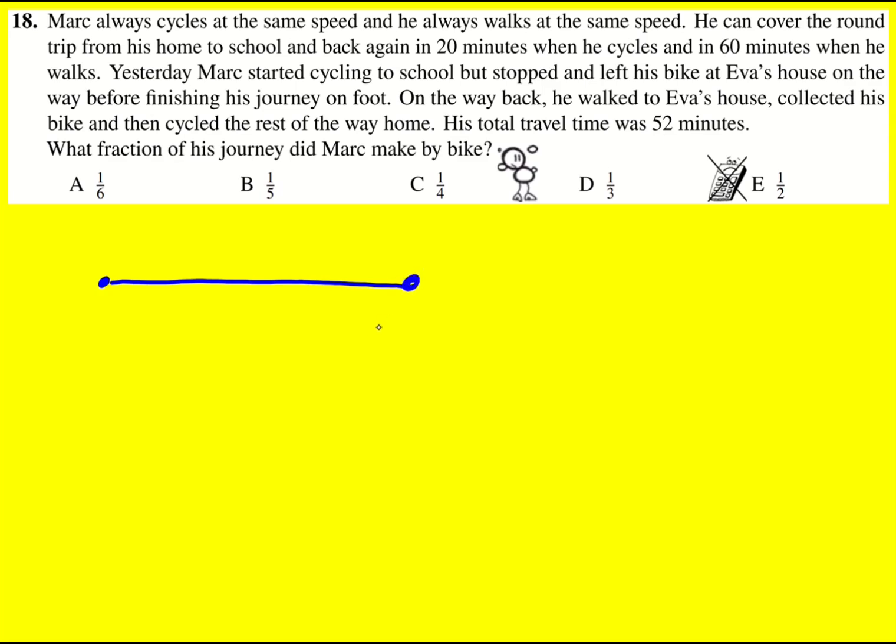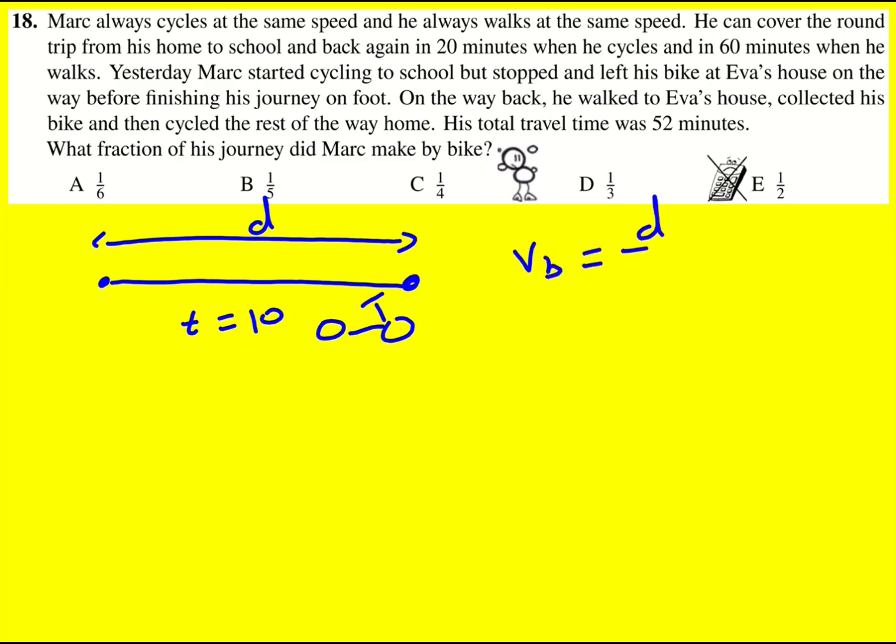Okay, first of all, I'm going to just say, going by bike, the distance is going to be d, and the time taken to go from home to school and back again is 20 minutes. So I'm just going to look at the time taken to go from home to school, and that would be half of that, 10 minutes. So that means the speed, I'm going to call it v for velocity actually, going by bike is going to be d divided by 10.